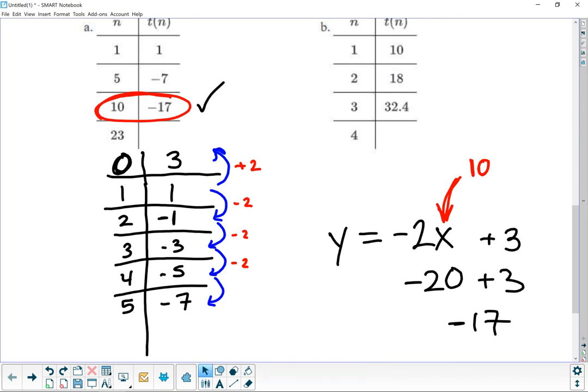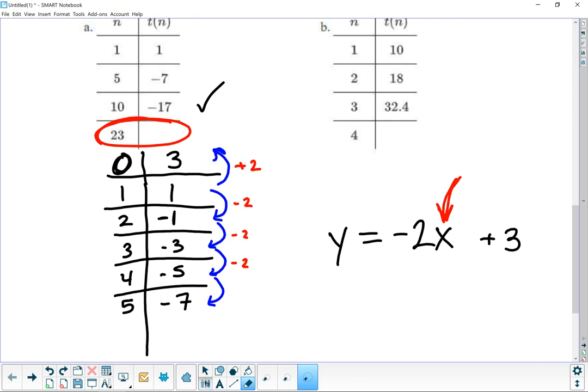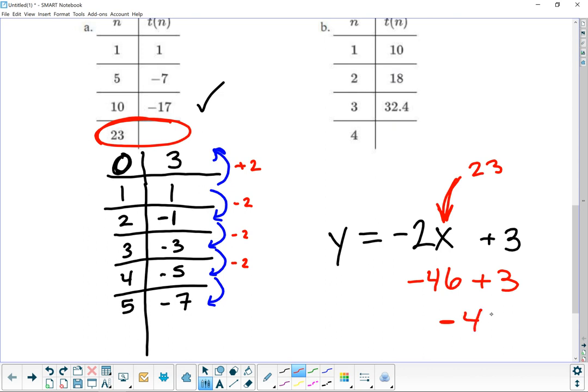So this one works. So that means that now I can do 23. So again, I'm going to go ahead and put in 23. So if my x is 23, I know they use n, but you use x. When my x is 23, I'm going to get 23 times negative 2, which is negative 46 plus 3. The negative 46 plus 3 is going to be negative 43. So that's my final answer for 23, negative 43.